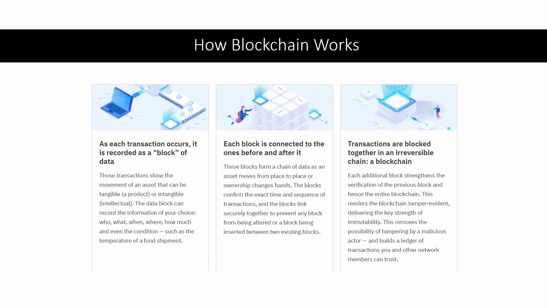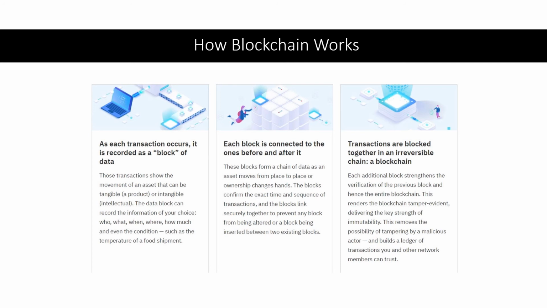Each block is connected to the one before and after it. These blocks form a chain of data as an asset moves from place to place or ownership changes hands. The block confirms the exact time and sequence of transactions, and the blocks link securely together to prevent any block from being altered or a block being inserted between 2 existing blocks. Transactions are blocked together in an irreversible chain.